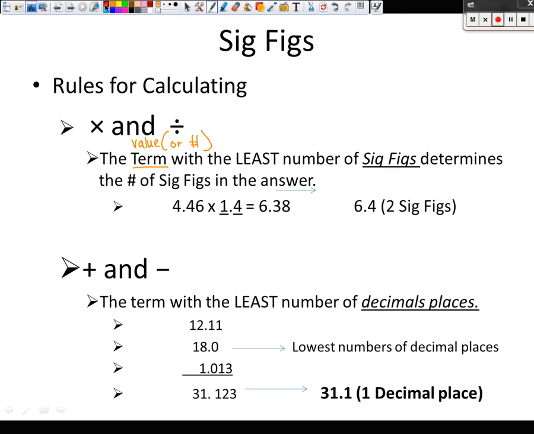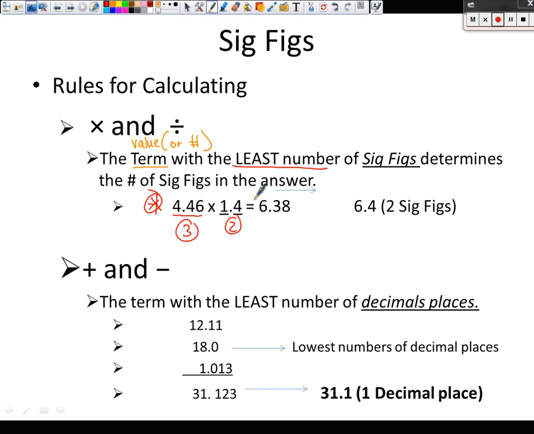All right, first of all, in this particular example, what are we doing with those two numbers? We're multiplying, okay? How many significant figures are in 4.46? There are 3. How many are in 1.4? There are 2. So go back to the rules. The value with the least number of sig figs determines the number of sig figs in your answer. So which one's less, 3 or 2?